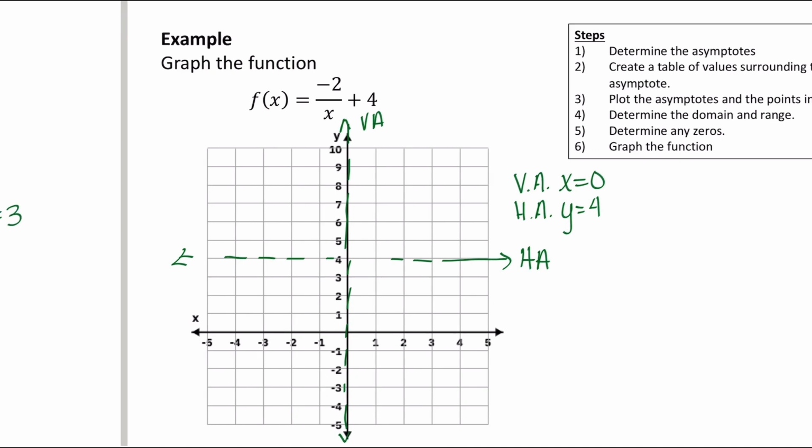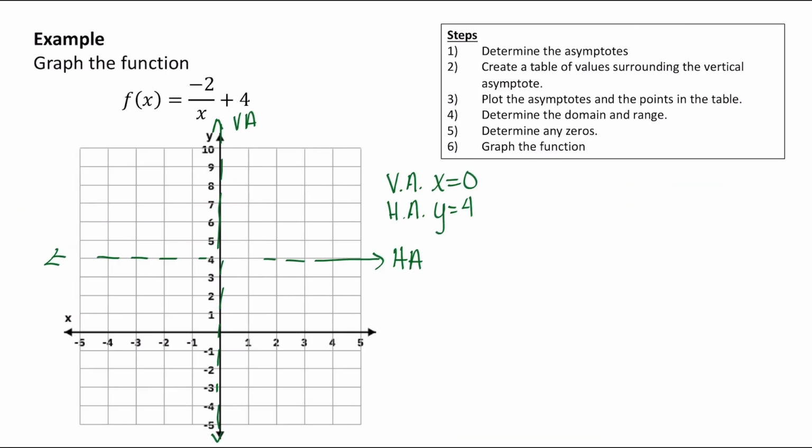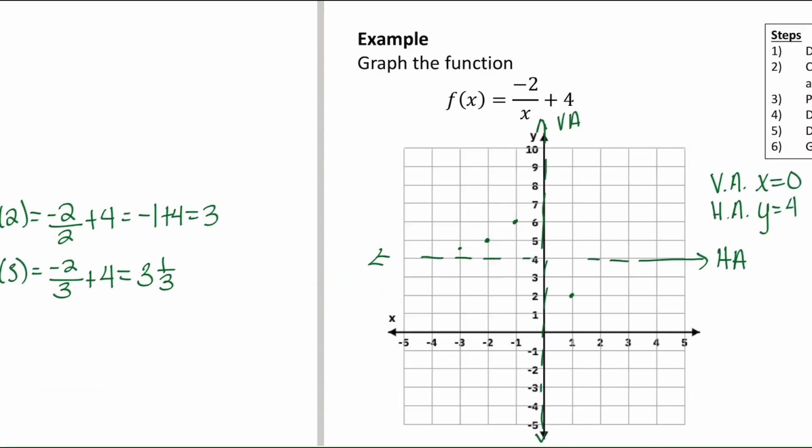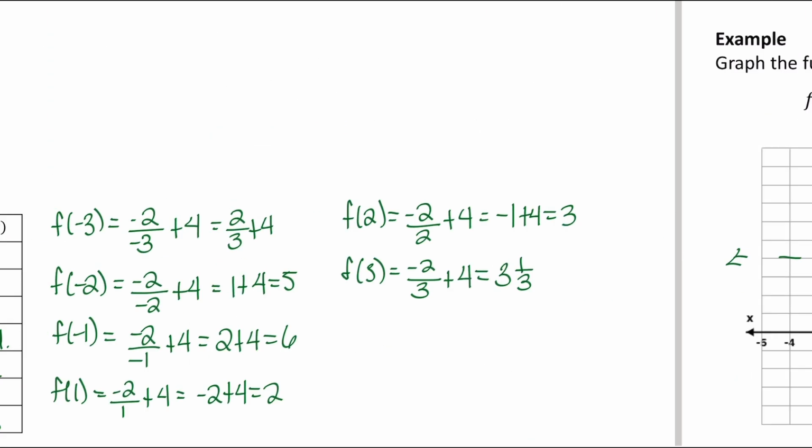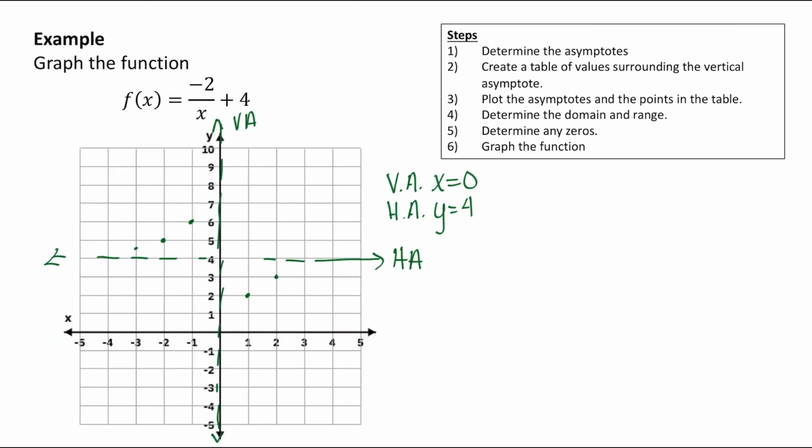So now let's plot in the points from our table of values. So we have negative 3, 4 and 2/3. Then we have negative 2, 5. And then negative 1, 6. We have 1, 2, 2, 3. And then 3, 3 and 1/3. So we have the asymptotes, we have our points.